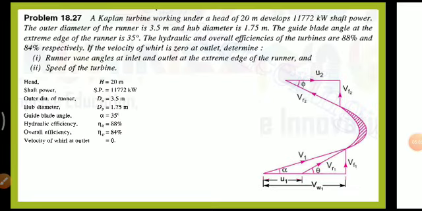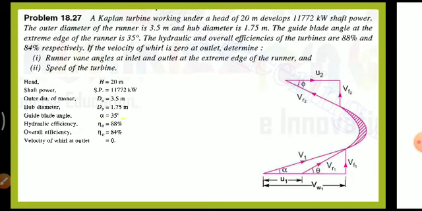So we need the value of Vf1. Vf1 can be found from the equation of Q. Q can be written as area of flow into Vf1. So if we know the equation for Q, we can calculate the value of Vf1. For getting the discharge, we need to compare the shaft power and the water power for an overall efficiency.